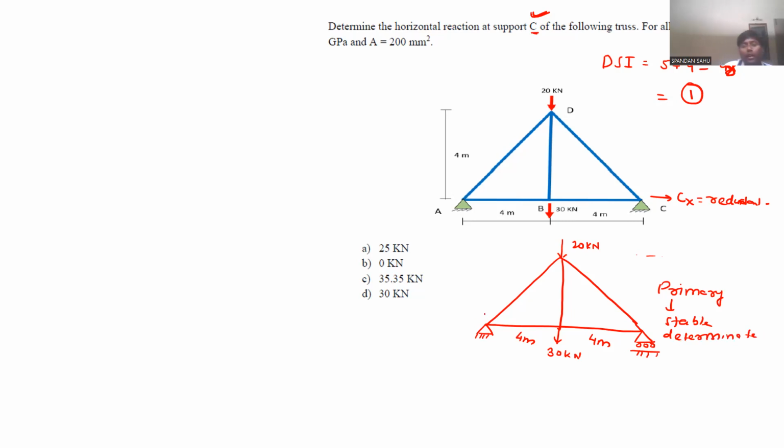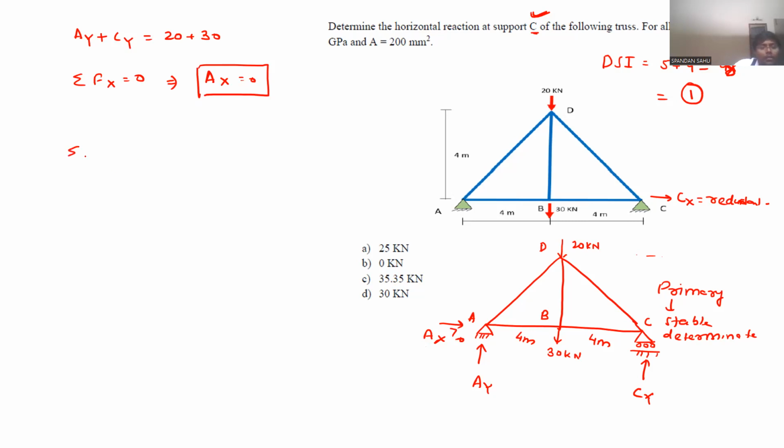Now A, B, C, D. Now you can calculate all those reactions: Ax, Ay, Cy. That's it. Now you do summation of Fy equal to 0, you will get Ay plus Cy equal to 20 plus 30. When you do summation of Fx equal to 0, you will get Ax equal to 0. So it is 0.